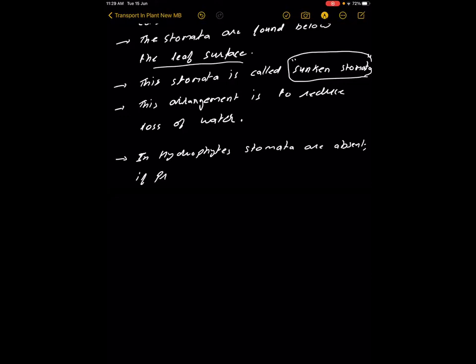If present, they are non-functional. First of all, stomata are completely absent in hydrophytes because there is no loss of water.